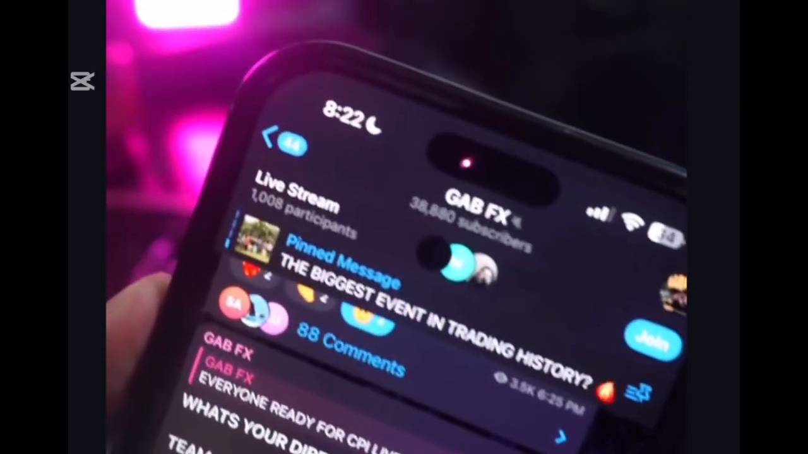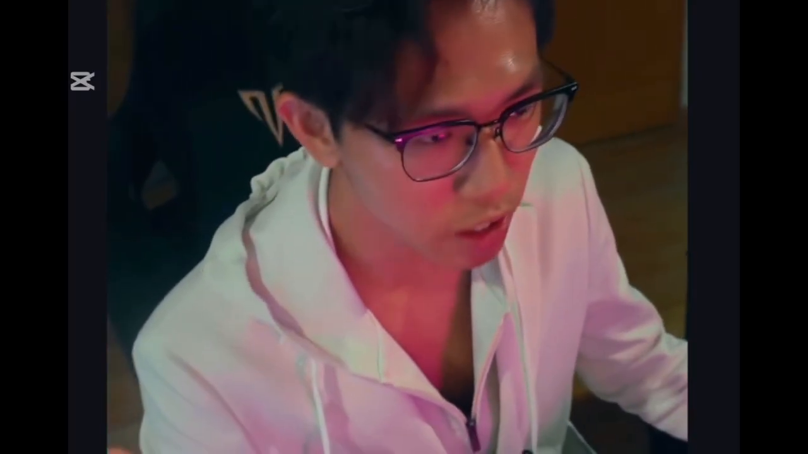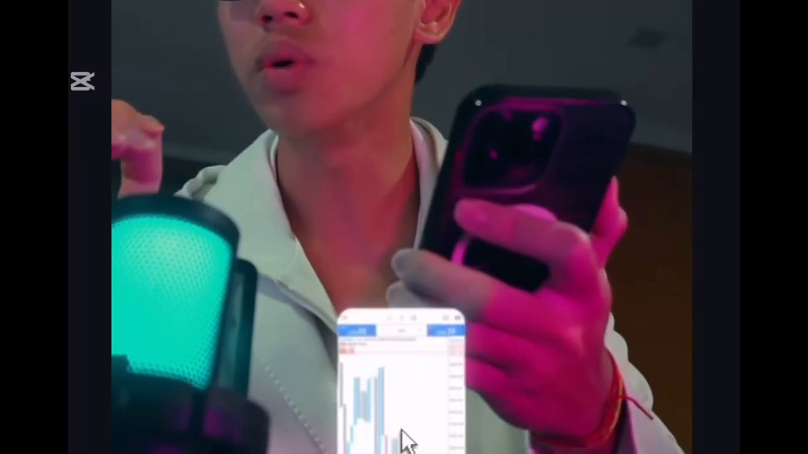Okay. 5 more minutes before CPI. There's 1,026 people here. Let's see whether I win or not. And if I lose, I don't care. I profit, go. 4, 3, 2, 1.